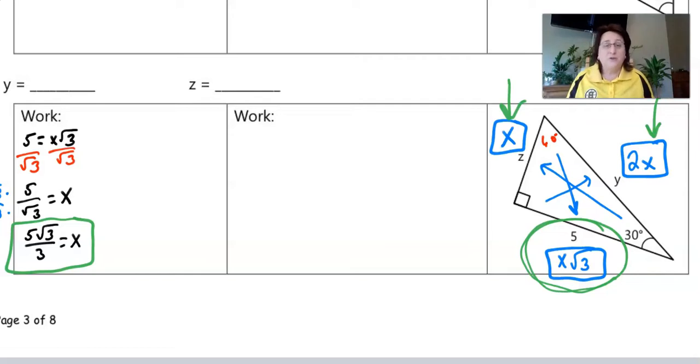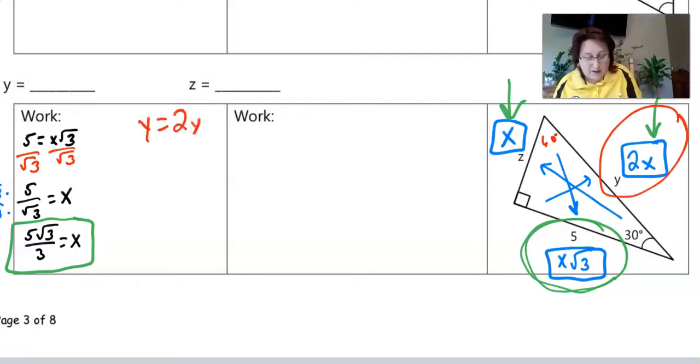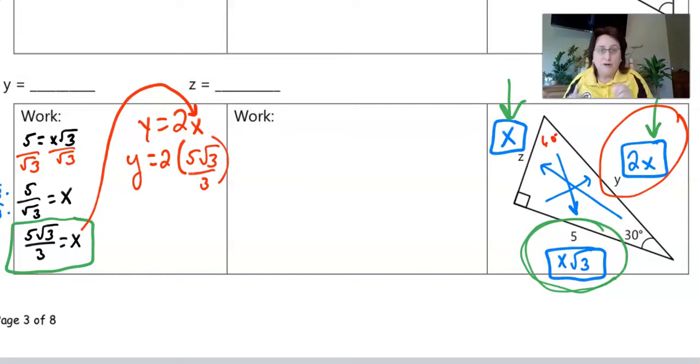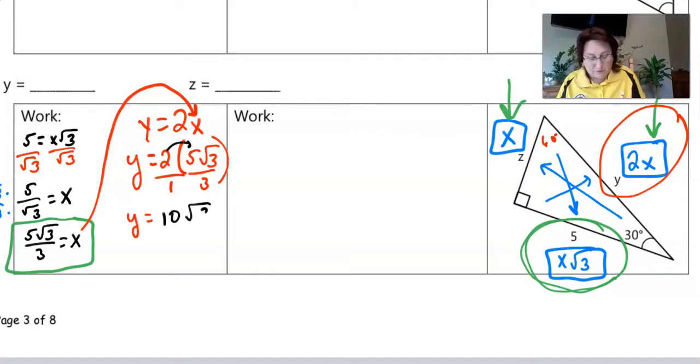Okay, so in this first box, if we're solving for y, and I'll do it in red, well, y equals 2x. Hey guys, here's your x. You're going to go and plug it in. So you have y equals 2 times 5 square root 3 over 3. Remember, numerator to numerator, denominator to denominator, we could put that over 1. Remember, whole number to whole number, radical to radical. So y is going to end up equaling, and I'll write it out here, 2 times 5, so 10 square root 3 over 3.